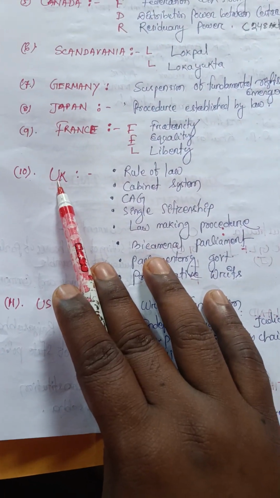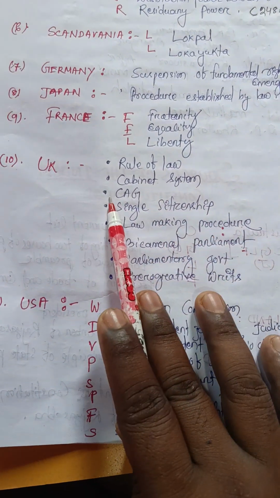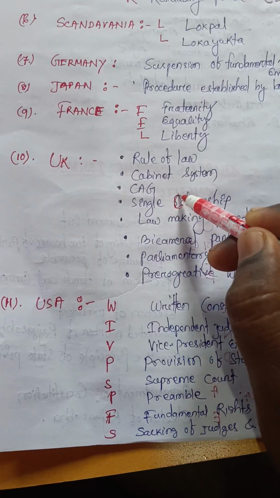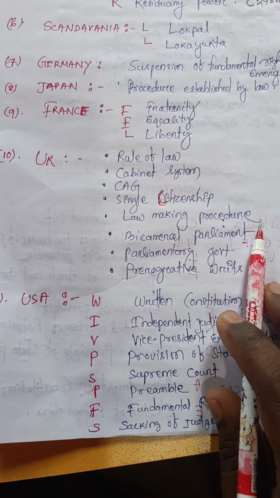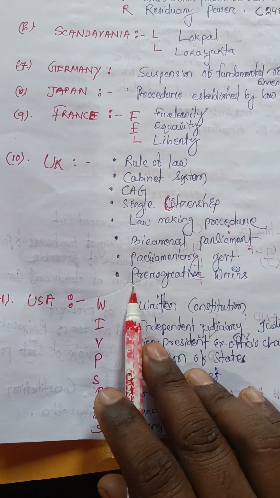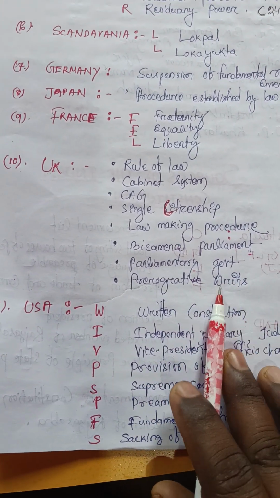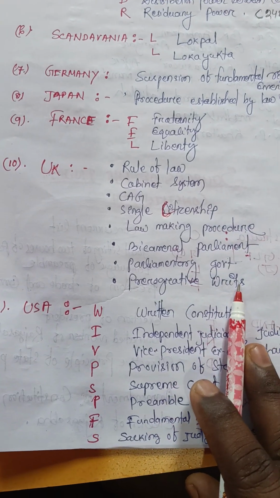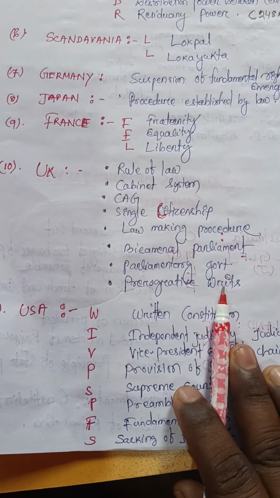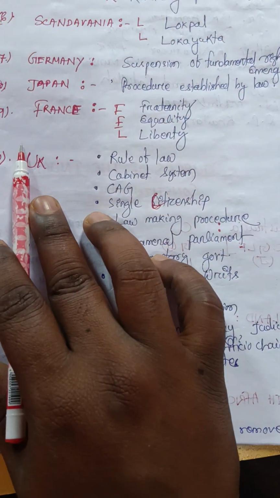If we talk about the UK, it means England. Then rule of law, cabinet system, comptroller and auditor general, single citizenship, law making procedure, bicameral parliament, parliamentary form of government, and prerogative writs. The 5 writs, mandamus, quo warranto, prohibition and so on, that are present in the Indian constitution were borrowed from the UK.